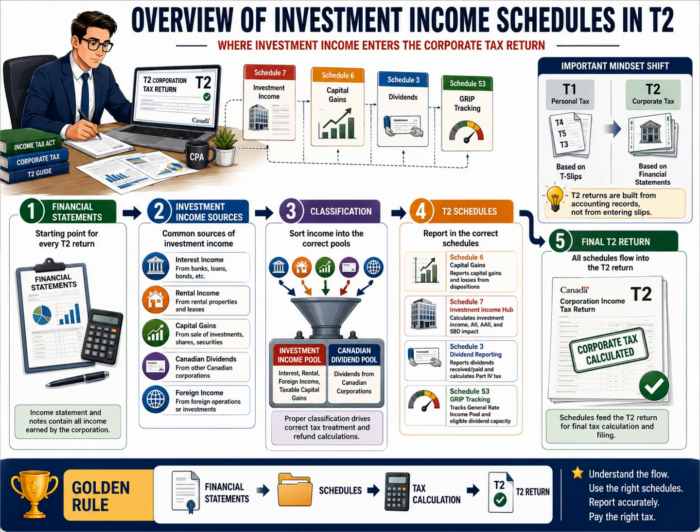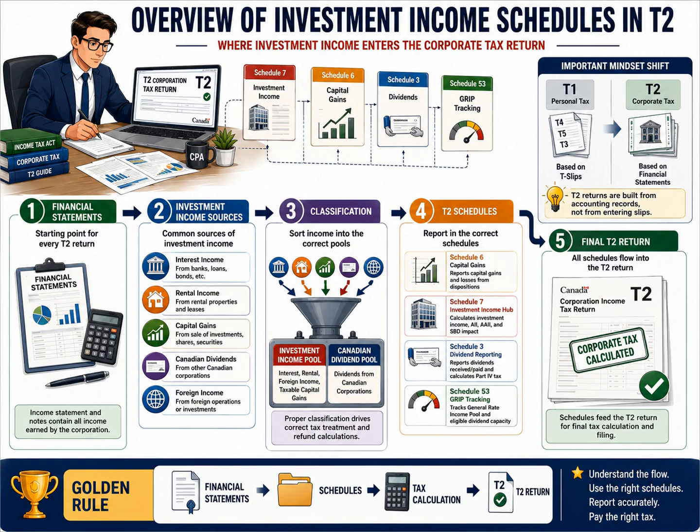Now that we understand the different income pools inside a corporation, the next step is understanding where that income is reported inside the T2 corporate tax return. This slide provides the big picture overview of how investment income flows from the corporation's accounting records into the various T2 schedules and ultimately into the final tax return.